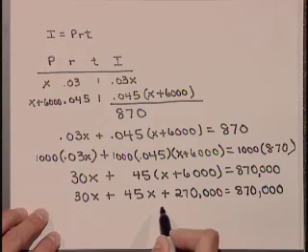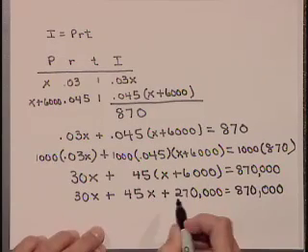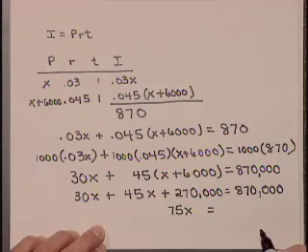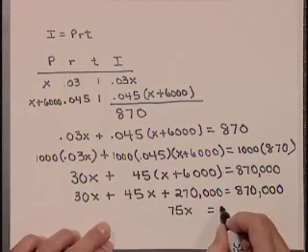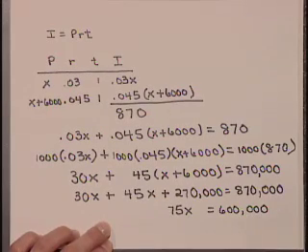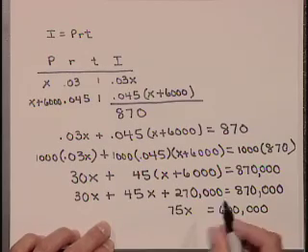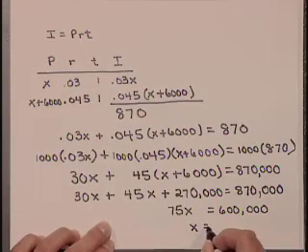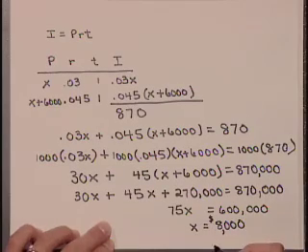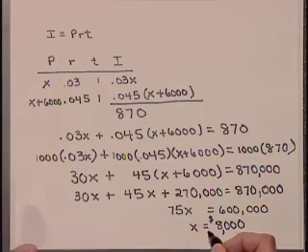Combining like terms on the left, 30 and that 45 gives 75x. And let's go ahead and subtract the 270,000 over to the right at this time, giving us 600,000. As a last step of this equation, divide through by 75 to get x is equal to $8,000.